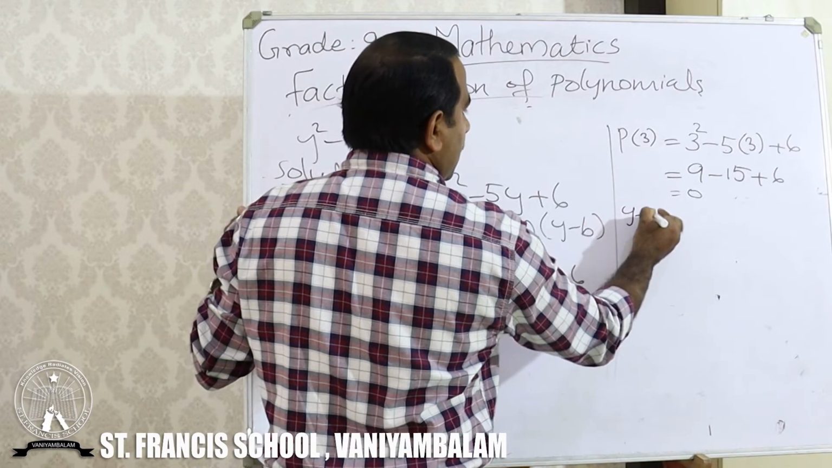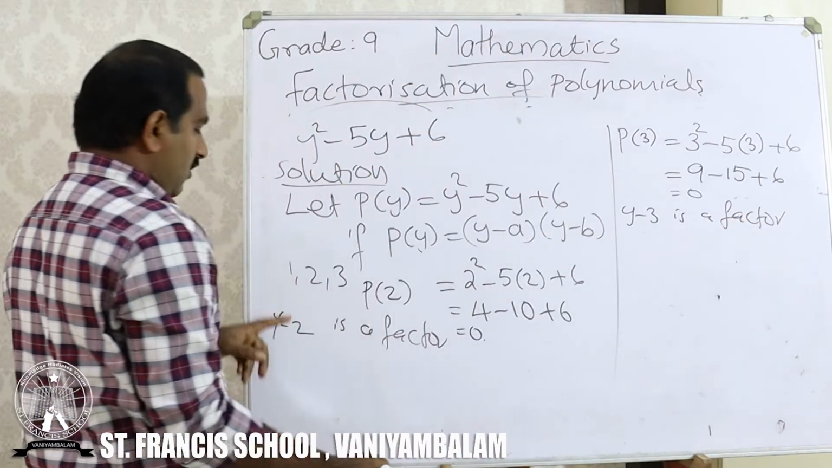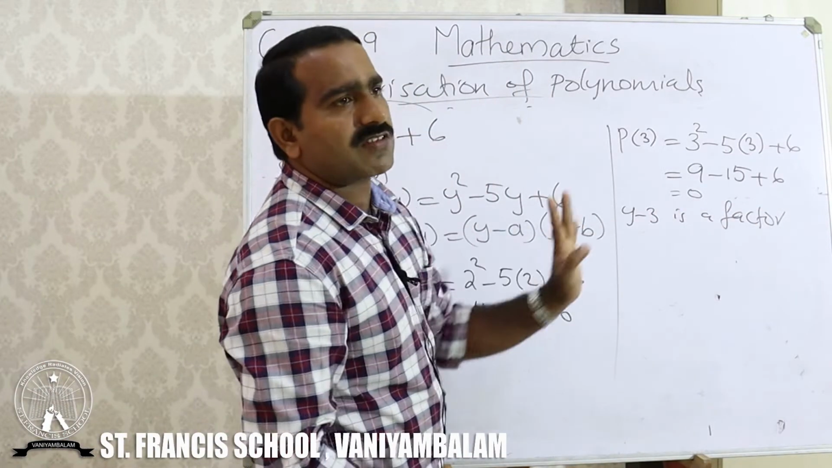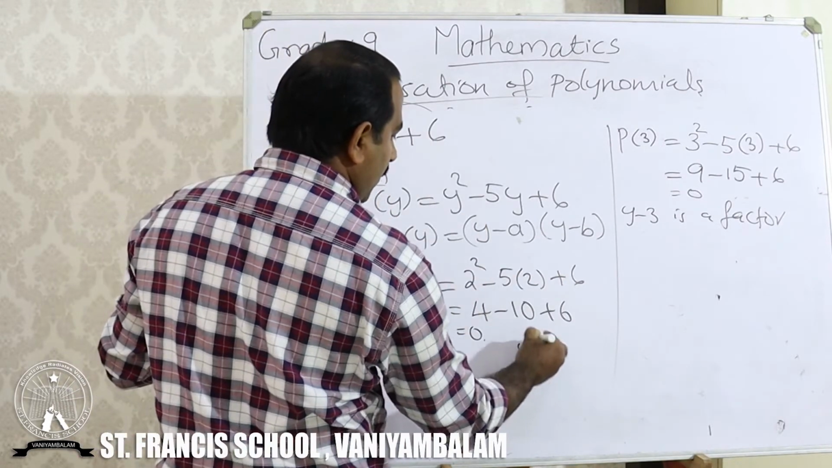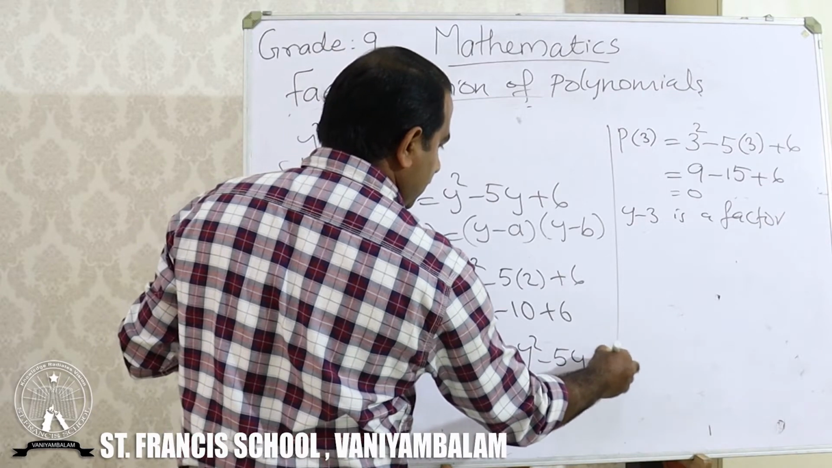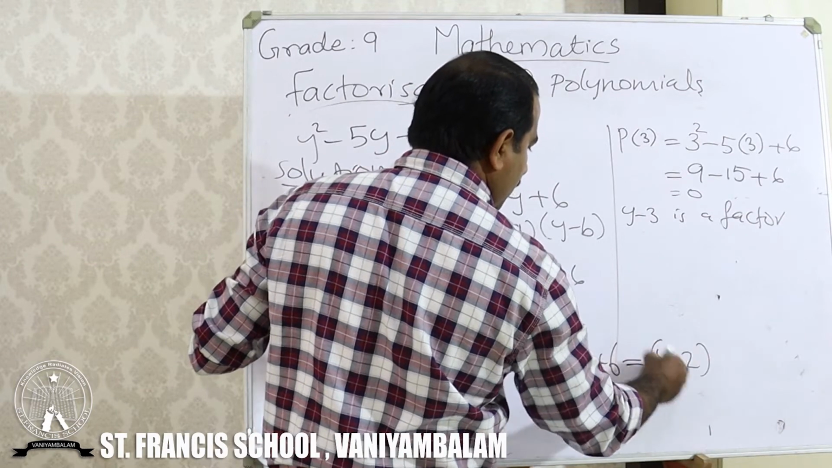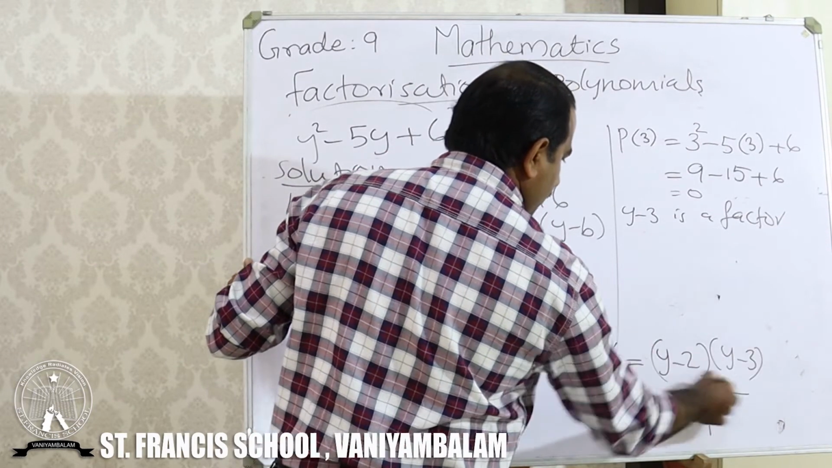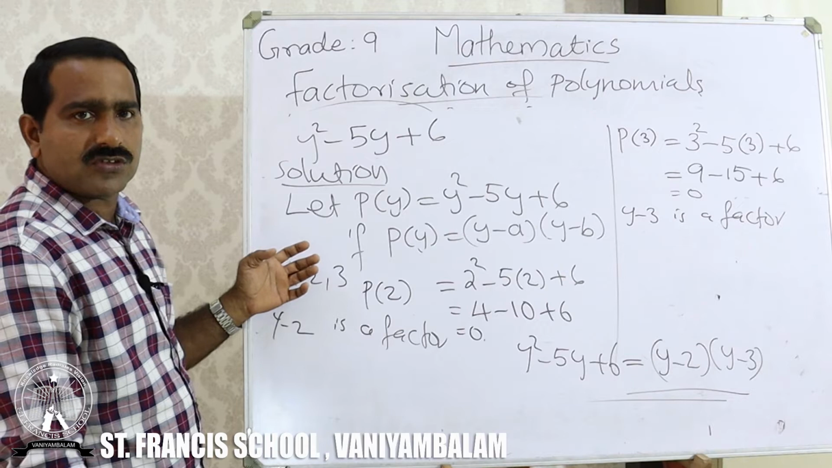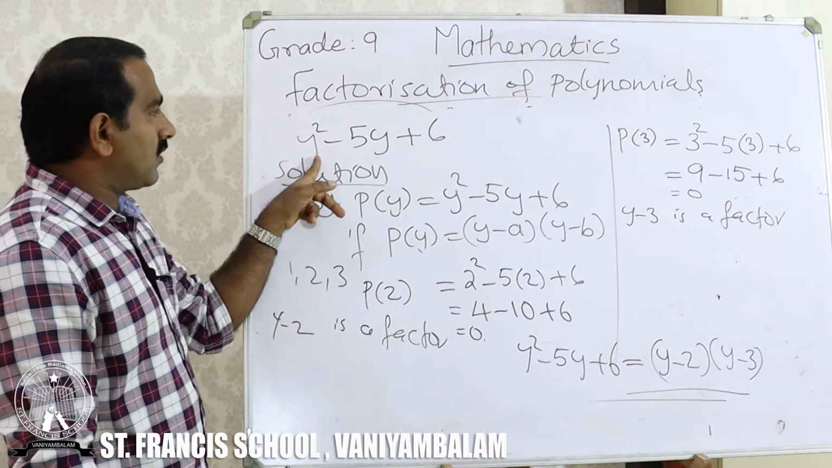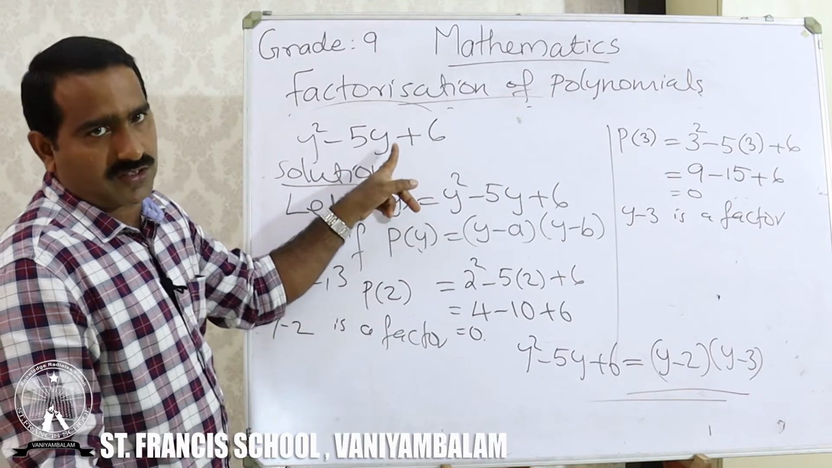So y minus 3 is a factor. First we got y minus 2 is a factor, secondly we got y minus 3 is a factor. Therefore p of y, the given polynomial y square minus 5y plus 6, is equal to y minus 2 into y minus 3. Is it clear, children? Can you follow me? Any doubts? Okay, look once more. The polynomial is y square minus 5y plus 6. Now we are going to factorize this polynomial by using the factor theorem.